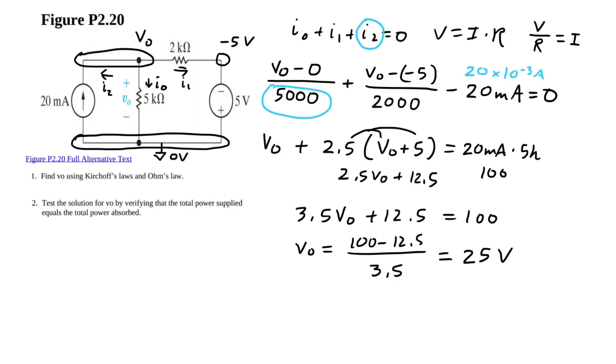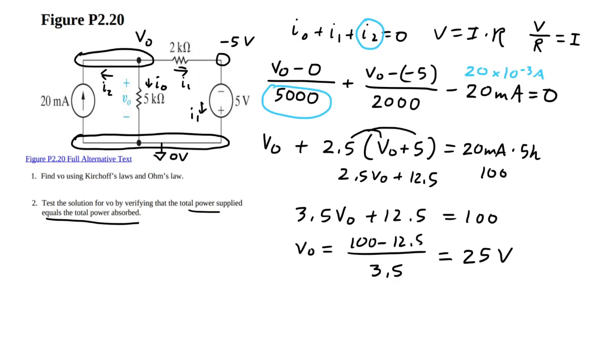And now that we have V out, we're going to test our solution for V out. We're going to make sure that it makes physical sense. And the way we're going to do that is we're going to find the total power in the circuit. So to do that, we're first going to need to know the currents flowing through these different resistors. And I'm going to draw this as this is also I1 because they share the same, they're in series.